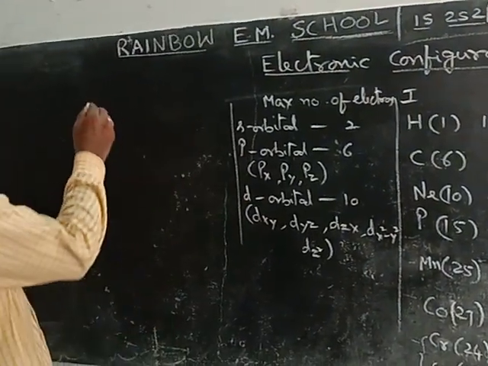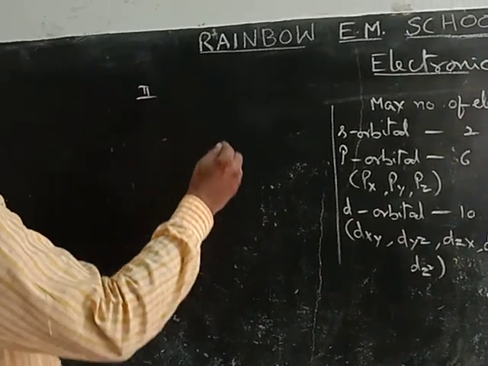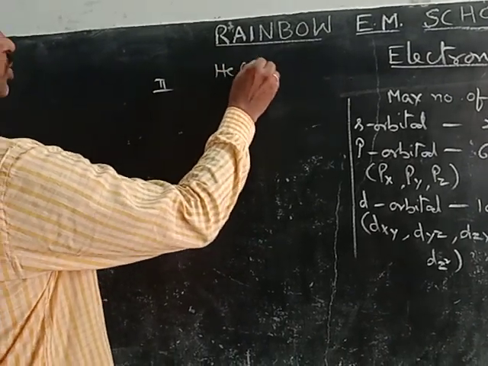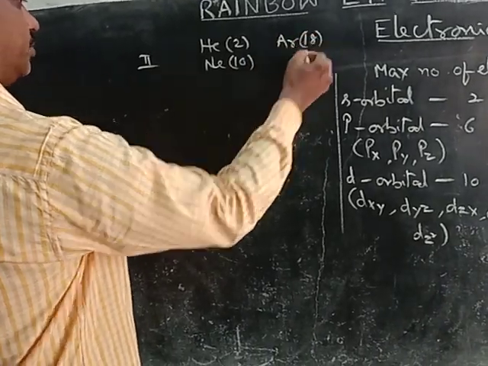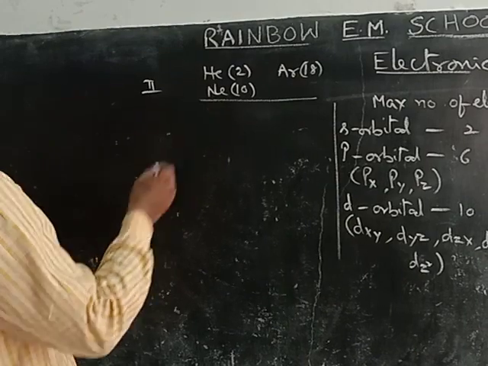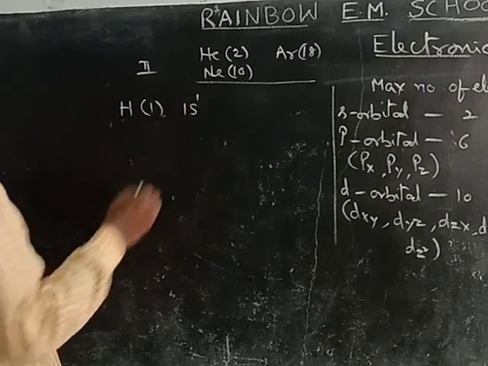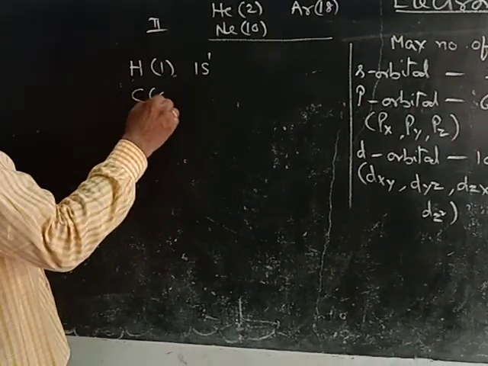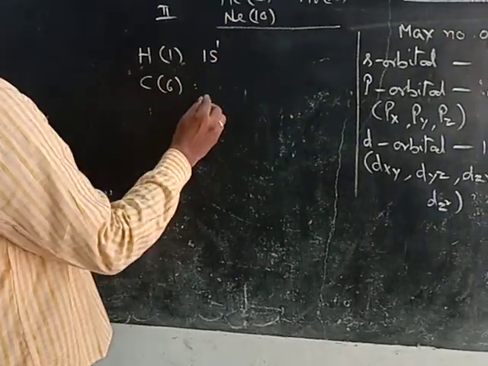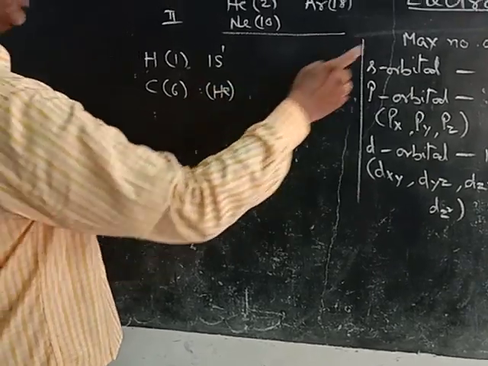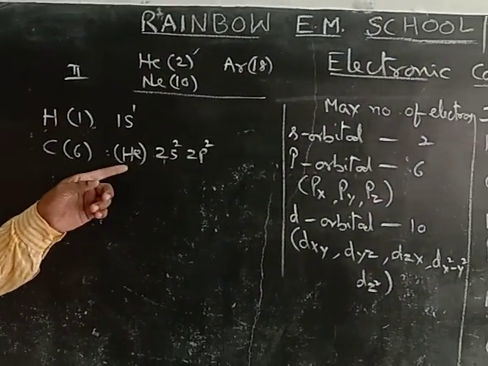Okay, second method is by writing the inert gas configuration. For example, helium atomic number 2, neon atomic number 10, argon atomic number 18. By writing these configurations, we can write the electronic configuration of all elements. Here hydrogen atomic number 1 is as it is, no change. Carbon atomic number 6: below 6 is helium, so you can write helium, 1s already completed, then 2s2, 2p2. Instead of 1s2 we write helium.